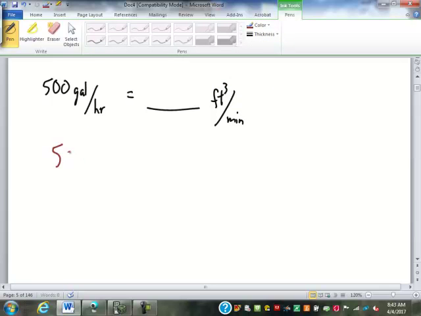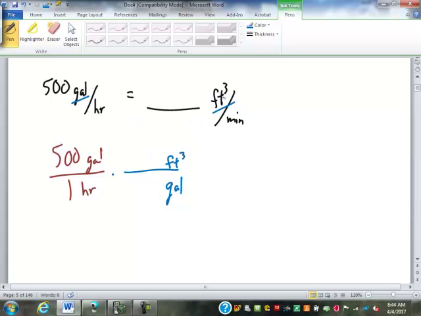Well, 500 gallons over 1 hour, right? Then what? Which one do you want to get rid of first, the hours or the gallons? It doesn't matter to me. So gallons have to go on bottom. What has to go above them? Gallons are going to become what? Cubic feet.